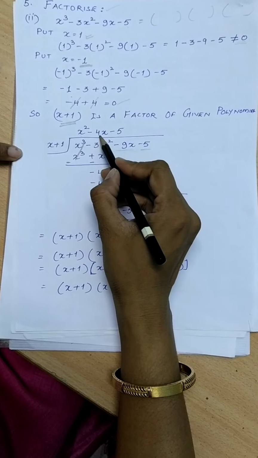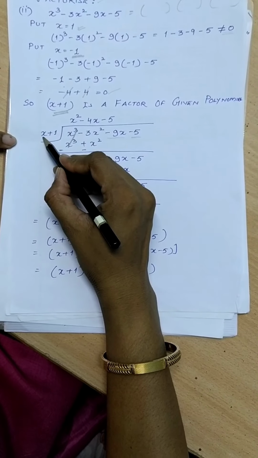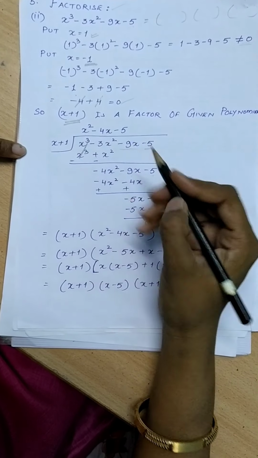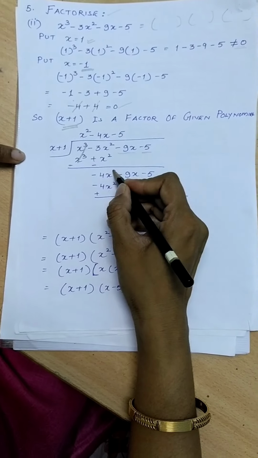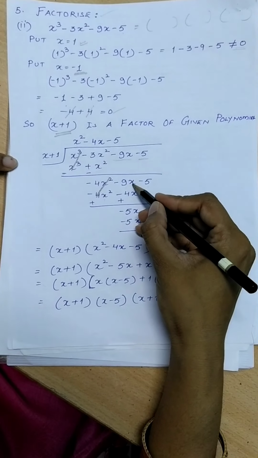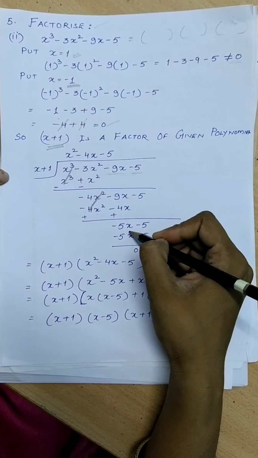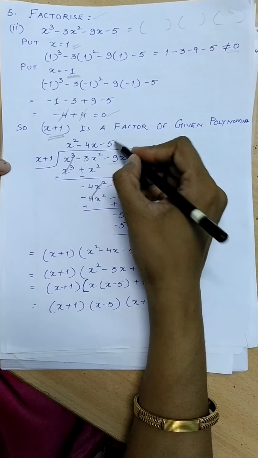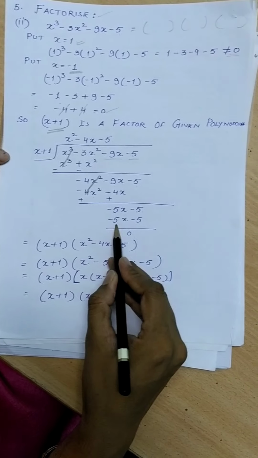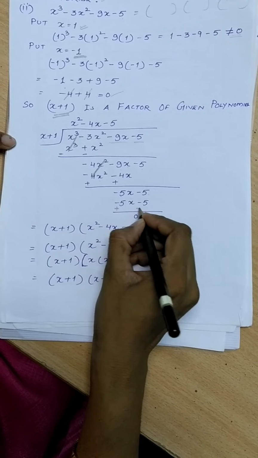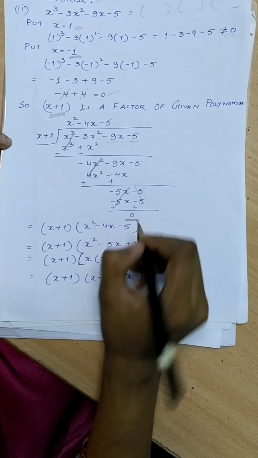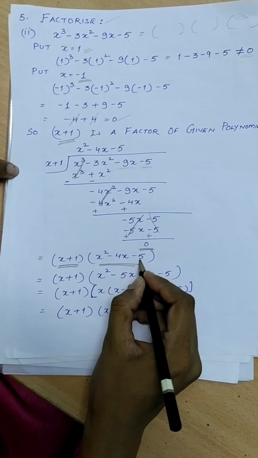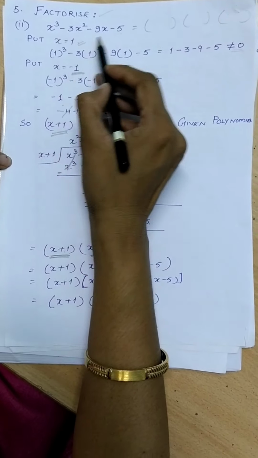Now we'll take minus 4x, so that minus 4x multiplied by x will give us minus 4x square. Then minus 4x times 1 is minus 4x. Again sign change. You can cancel the first term, and minus 9x plus 4x will give you minus 5x. Then minus 5 as it is. Now we'll take minus 5, so that we get minus 5x here and minus 5 here. Sign change. You can cancel this, and the remainder is 0. Now this x plus 1 and x square minus 4x minus 5 both are factors of this given polynomial.